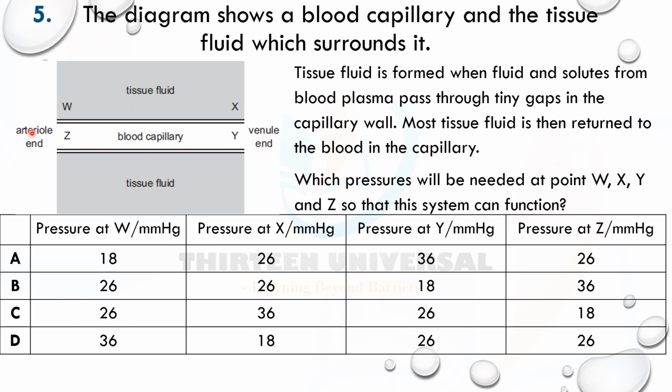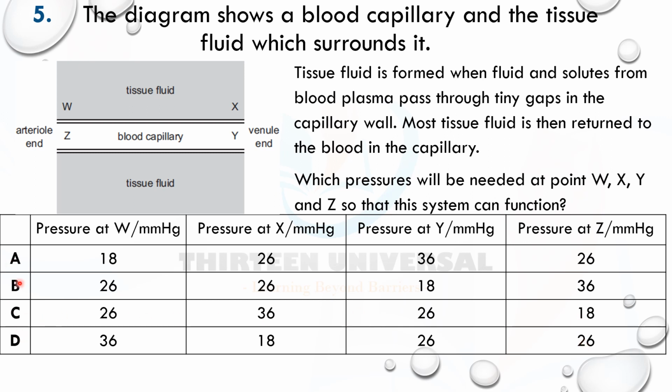At the arterial end, the blood pressure in the capillary is greater than the blood pressure in the tissue fluid. That is why tissue fluid is forced out of the capillary through the endothelial pores. So Z should be greater than W. Which option shows us that Z is greater than W? Option A and option B. Z is greater than W for option A, and Z is greater than W for option B. If we check C, Z is less than W, and also D. So we eliminate C and D.